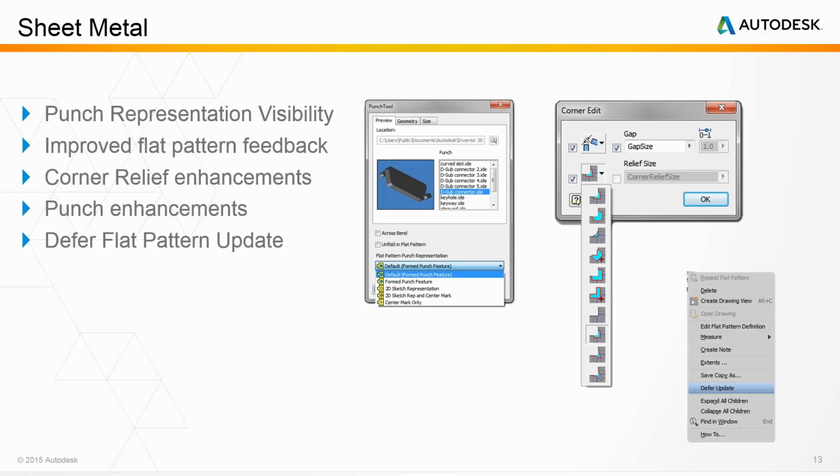There are now options for round, tangent, round, vertex, and square vertex, which have been added to the corner reliefs. And the flat pattern compute option has been added to the modeling tab of the document settings dialog box, as has a defer update on flat pattern, which has been added to the file open options. So again, just nice little improvements to the workflow that we're seeing inside of the sheet metal environment.